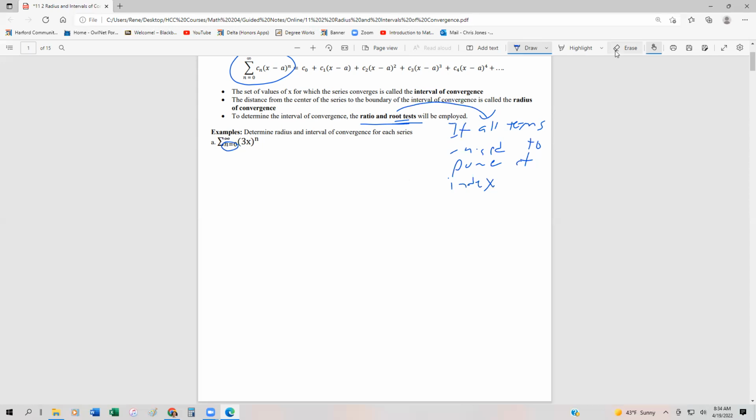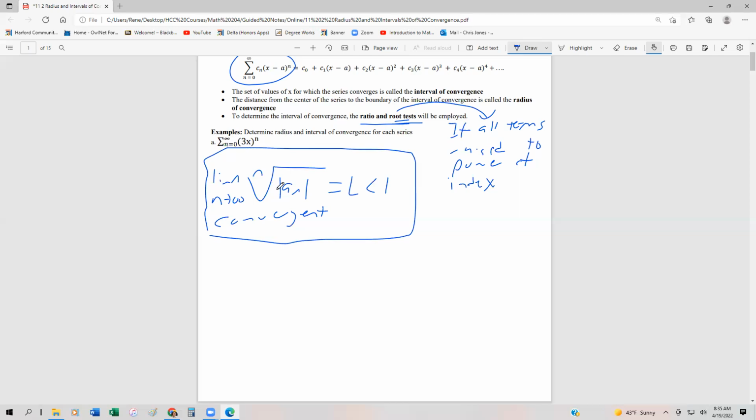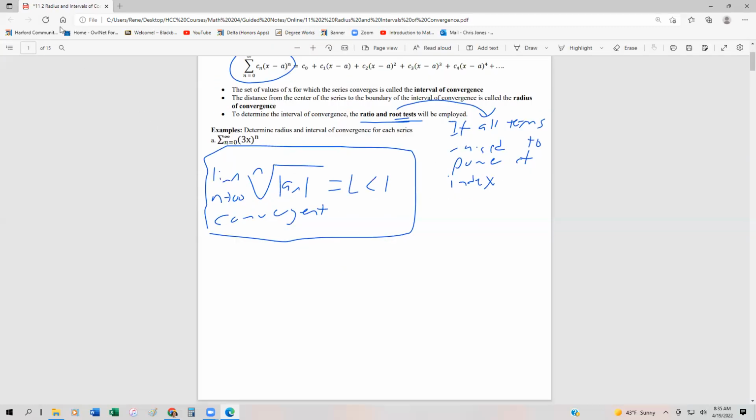Now, we recall that the root test says that if we take the limit as n approaches infinity of the nth root of the absolute value of a sub n, and that equals L, and L is less than 1, then we have a convergent series. So that's the property we're going to use to determine if we have a convergent or divergent series. Let's keep that in mind, and we're just going to apply that rule.